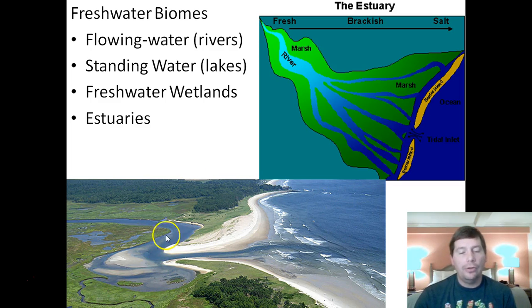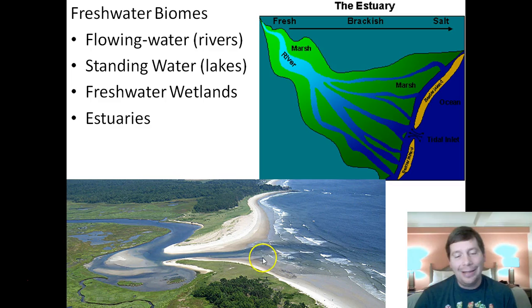So estuaries are unique because you have a mixture of fresh and salt water. And the other thing about estuaries that makes them unique is, if you remember, the limiting nutrient in a freshwater ecosystem is going to be phosphorus. The limiting nutrient in an ocean is going to be nitrate.